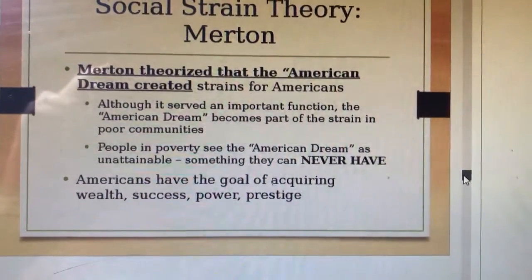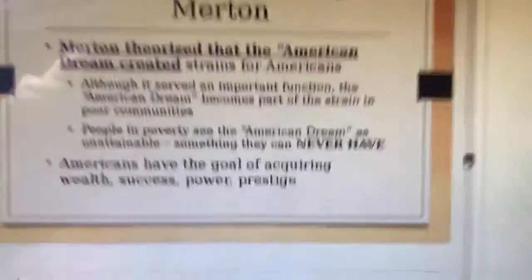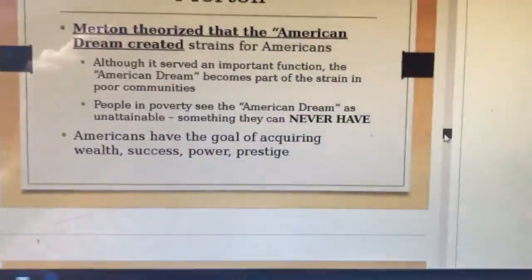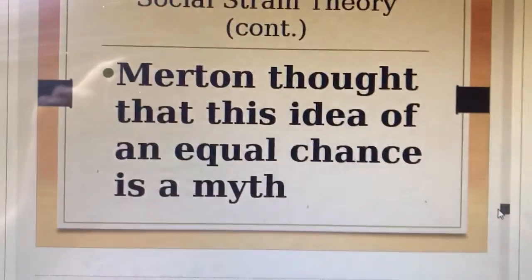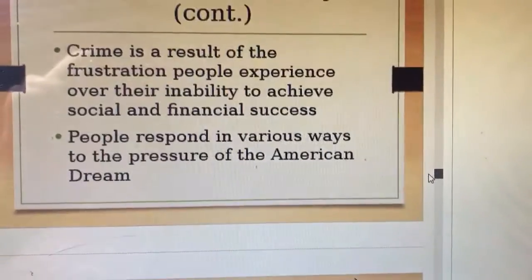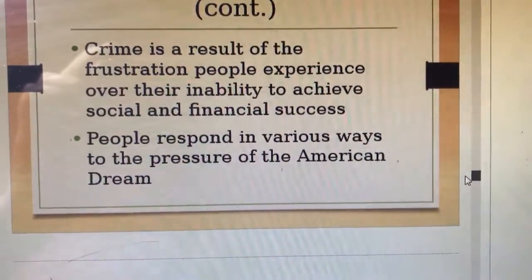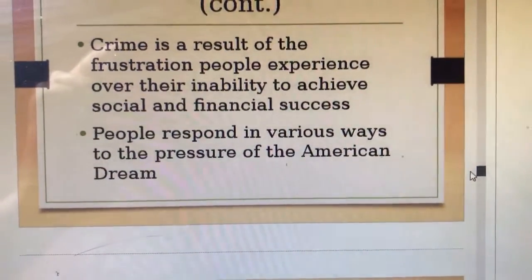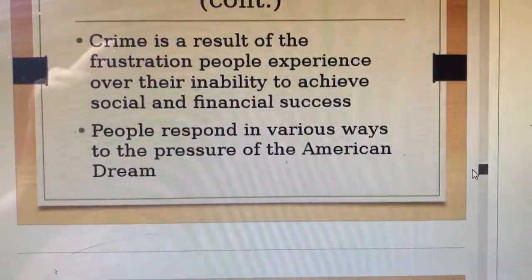So strain is something that's uncomfortable that we try to fix. And Robert Merton says people in poverty see the American dream as something that they can never have, that it just never can belong to them. Merton says there's no equal chance in America. So basically, Merton says because of this inequality, because of this belief you can never get the American dream, crime is just a natural result of the frustration people have because they can't be successful.